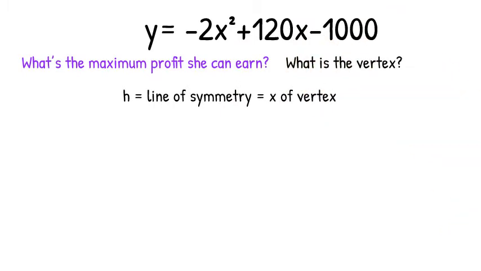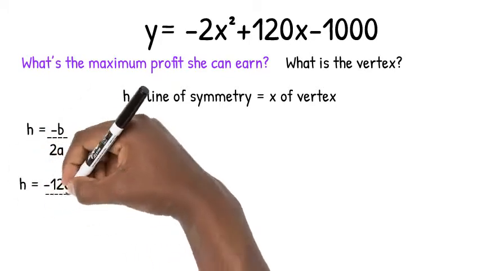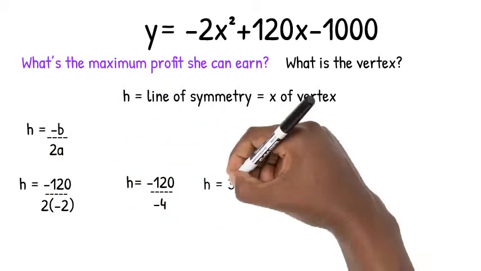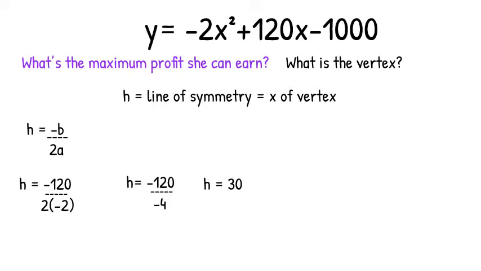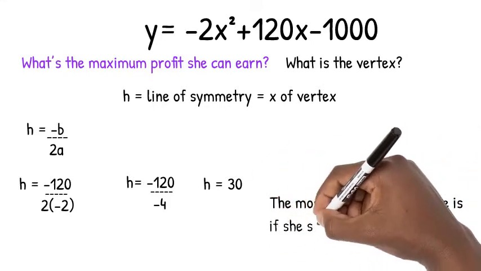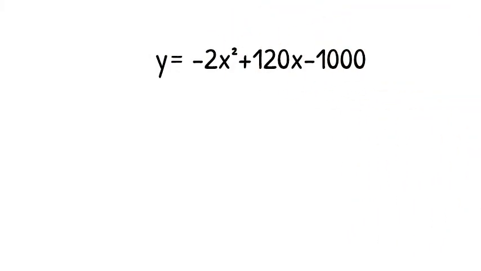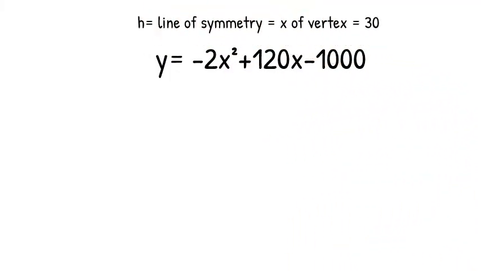So we can use this formula that gives us the line of symmetry, which will also give us information about the x value of the vertex. That formula is negative b divided by 2a. Let's substitute in our values. Negative 120 divided by 2 times negative 2. That's negative 120 divided by negative 4, which is 30. So that means that the x value is 30, meaning the most profit Ica can make is if she sells 30 phone cases. With this information, we can figure out the profits she'll make selling 30 phone cases.